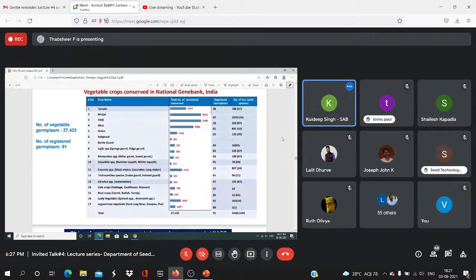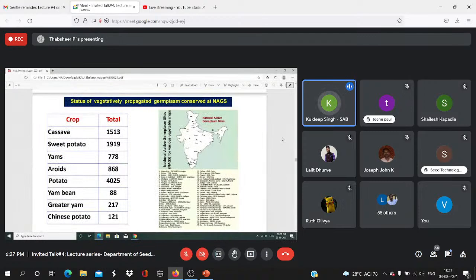There are some of the species which, as I told, have the national active germplasm sites. They are being maintained at different places. Cassava, sweet potato, yams, aroids are all in the south. So are the yams and Chinese potato, and of course potatoes are at CPRI, Shimla. All these are with different centers which are growing and managing them, as NBPGR issues them the basic support and the national identification numbers.